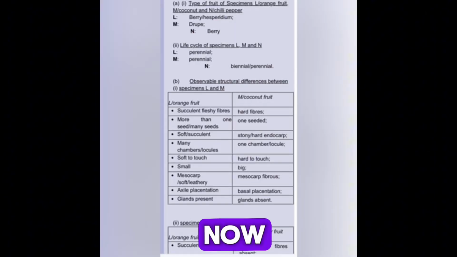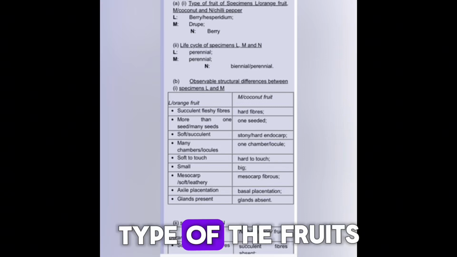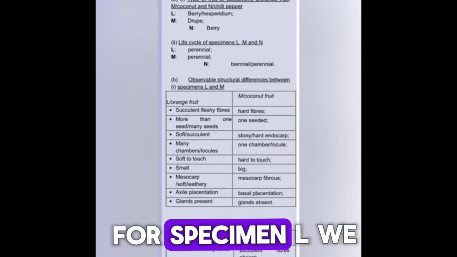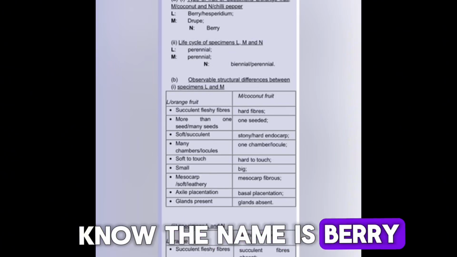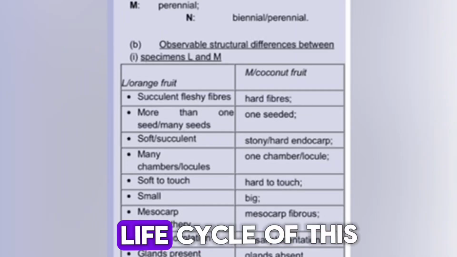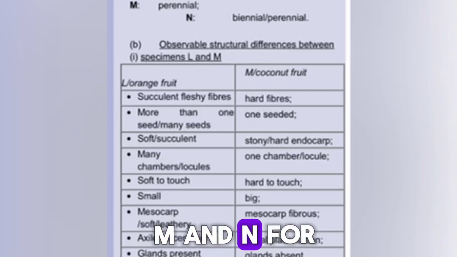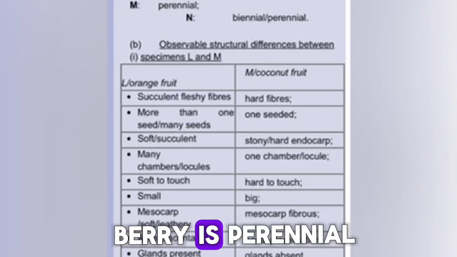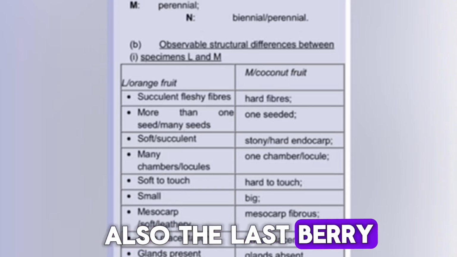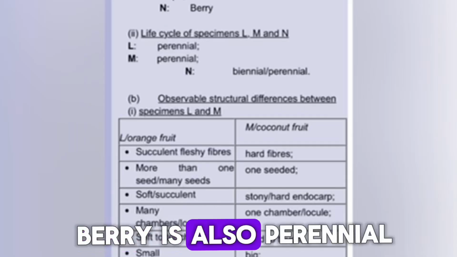Now, the answer for the first one, the type of fruits these specimens are: M is coconut, and L is chili pepper. For specimen L, the name is berry. M is drupe, and N is also berry. Now, what is the life cycle of specimens L, M, and N? L, which is berry, is perennial, M is perennial, and the last berry is also perennial.